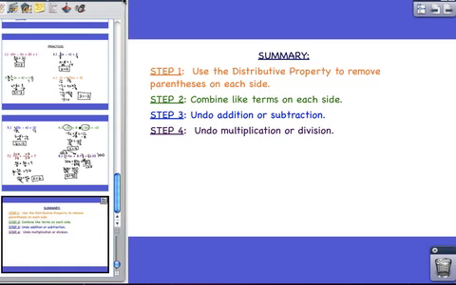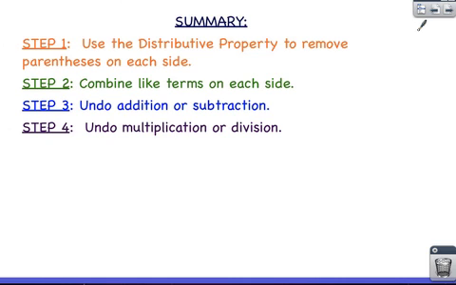In summary, use the distributive property to remove parentheses on each side, combine like terms on each side, undo addition or subtraction, undo multiplication or division, and continue going in the reverse order of operations until you've isolated your variable. Don't forget that it's always a good idea to substitute whatever answer you get for your variable into the original problem to see if your problem is in fact true.